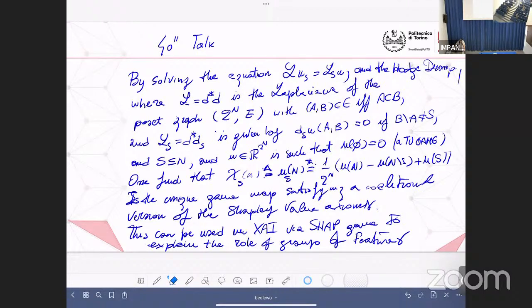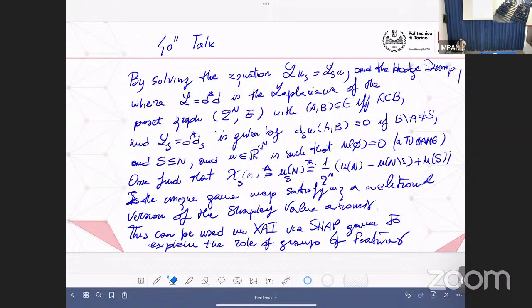And by solving this equation, we find that the solution is unique. We build an analogue of the Shapley value, again, whatever it is, which is defined over the vertices of this graph, whose vertices are subsets, and so in game theory terminology, coalitions. And we will see that this solution, which is quite unexpected, is the unique solution of this problem, the unique so-called game map satisfying a kind of Shapley axioms for a coalitional version of Shapley.